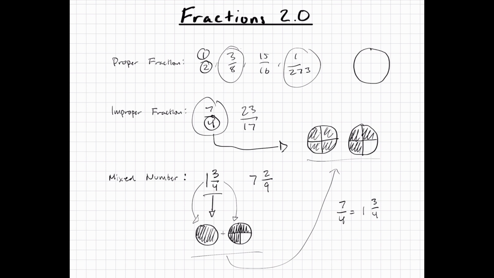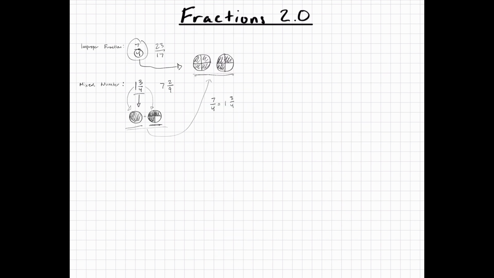This is 7 quarters of a pizza, right? Written visually right here. This is 1 pizza and 3/4 of another pizza written visually, and they're the exact same. So how do we convert between these improper fractions and mixed numbers? Let's discuss that real quick.